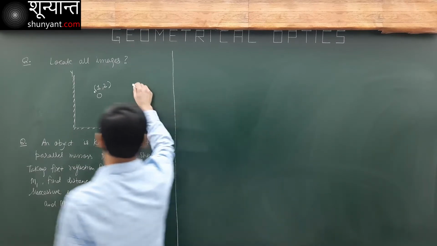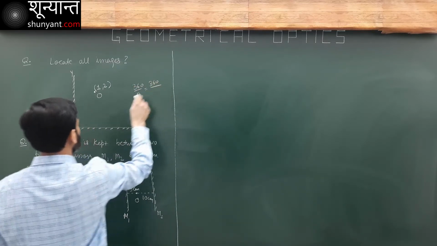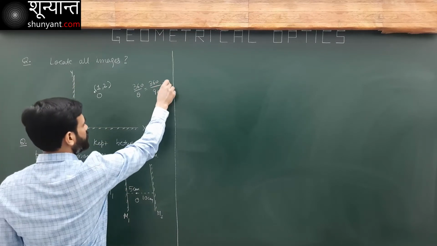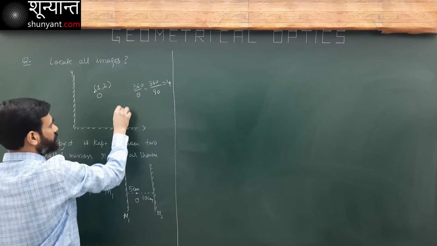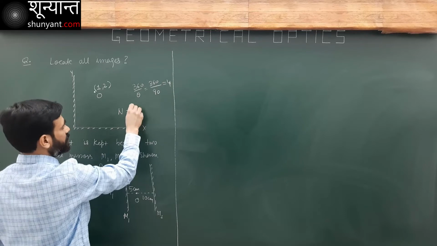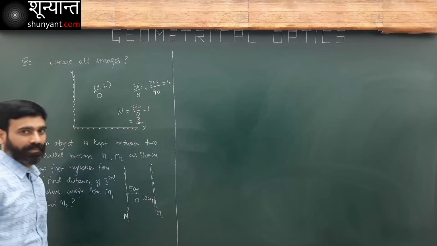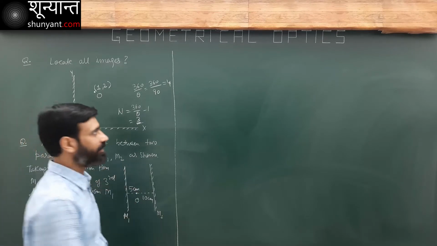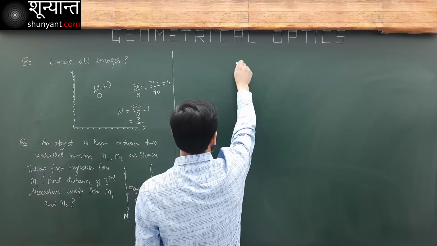How many images? 360 over theta is 360 over 90. X-axis, y-axis, angle is 90. This is equal to 4. It is an integer. So number of images will be 360 over theta minus 1. This becomes 3. Okay? Makes sense? There will be 3 images. Now where they will be, I can use the graphical method to find out. Okay, let's see how.